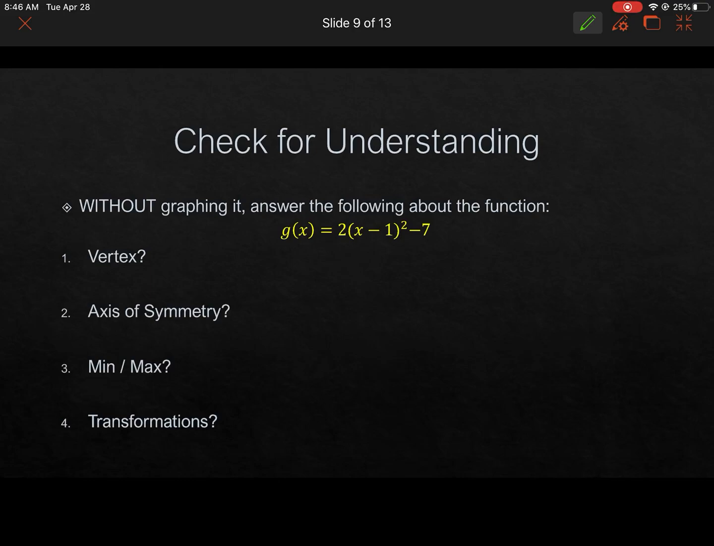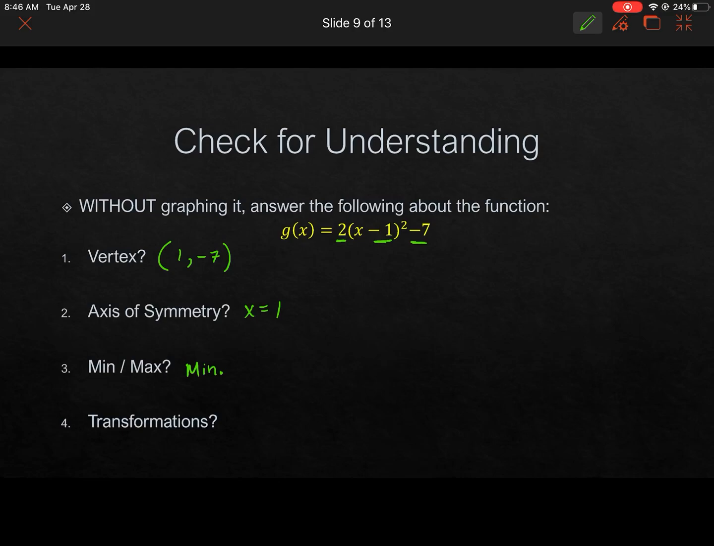All right, so our vertex is always determined by h and k. So hopefully you remembered it's the opposite of h, but the same as k. So my vertex is going to be at (1, -7). My axis of symmetry is the same as the x of the vertex. So x equals 1. It's going to pass right through 1. My a value is positive, which means my parabola opens upwards. So this is a minimum value. My vertex is the minimum.